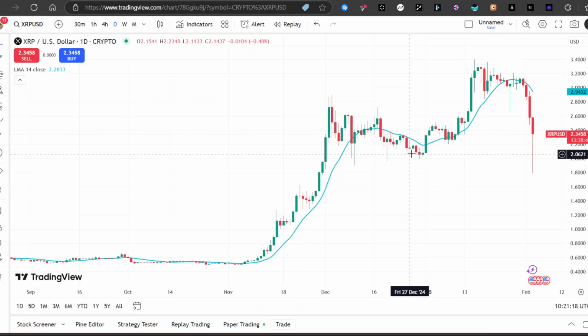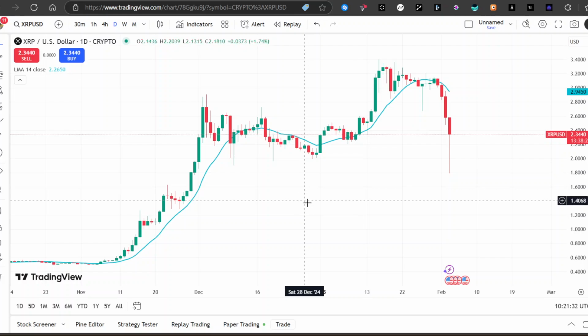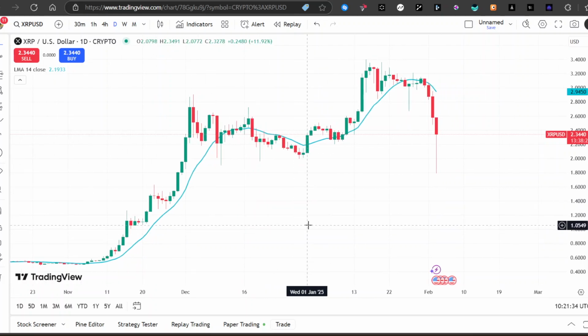So basically this is a trend following indicator, right? As we can see, it is a trend following indicator that smooths out price action while adapting to market volatility more efficiently than traditional moving averages like the simple moving average and the exponential moving average.